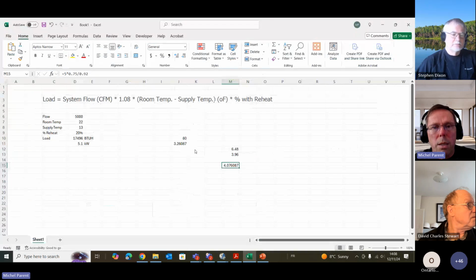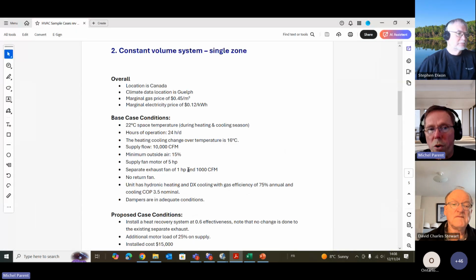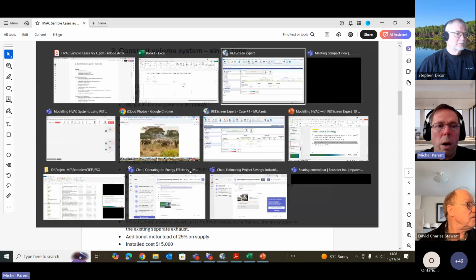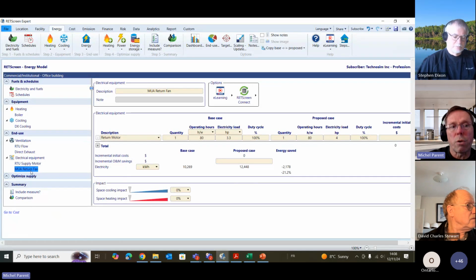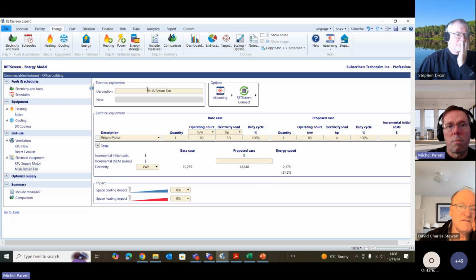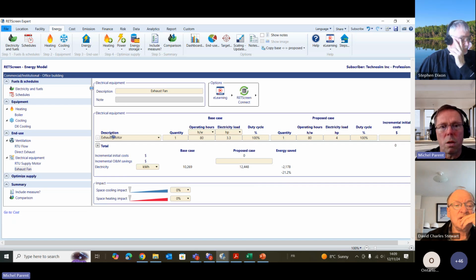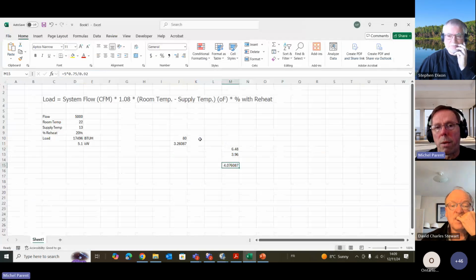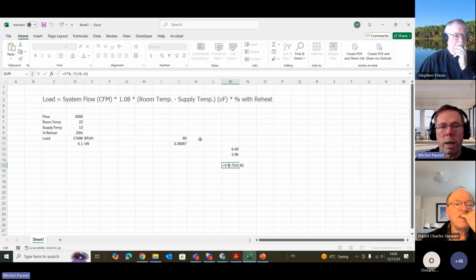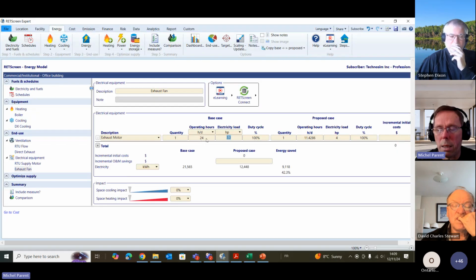What we need to do now is go back here and say we have also the motor for our exhaust fan. Our exhaust fan has a 1 horsepower motor, but we already had an electrical equipment defined for a return fan. So I'm just going to change the name here to exhaust fan. I'm not going to forget this time, exhaust motor, and it runs 24/7. And it's 1 horsepower. Same thing, 1 horsepower would have to be corrected for its typical loading. Don't forget, a motor is never drawing, or almost never drawing, its nameplate horsepower. So it would be 0.8.